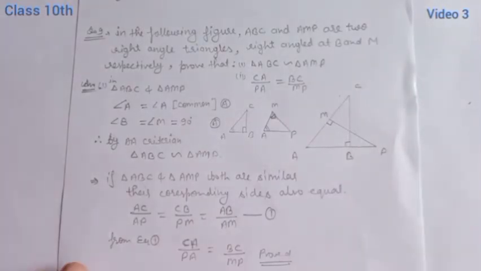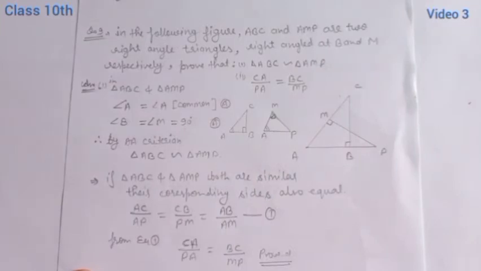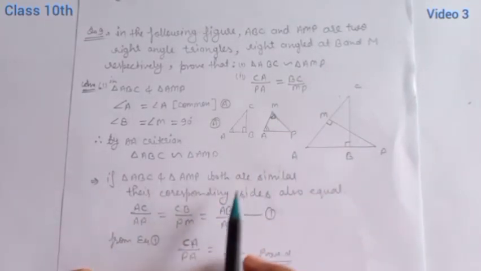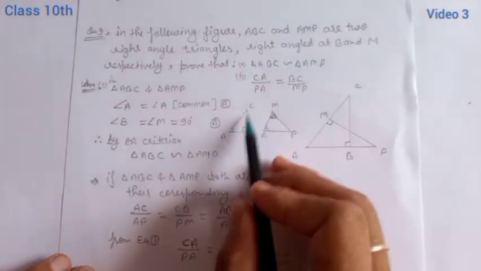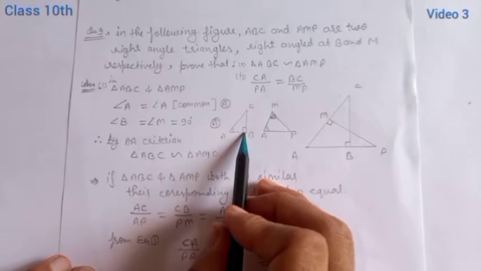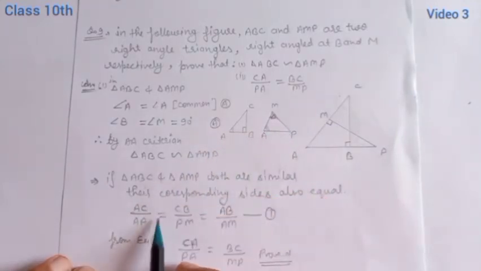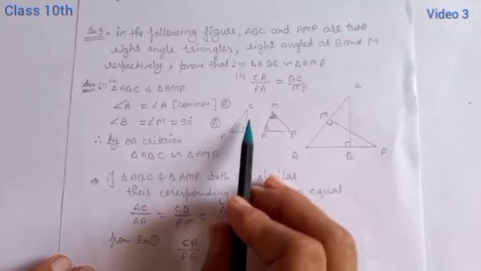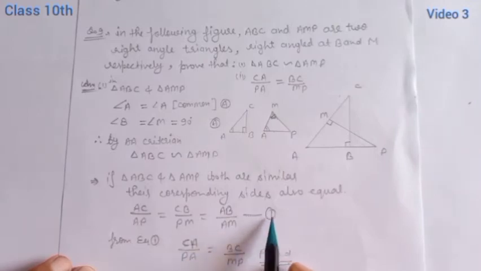Now we'll prove the second thing. As you know that both triangles are similar, their sides are in equal ratio. Just write their corresponding sides: AC upon AP. AC is opposite to the right angle here, and opposite of this right angle is AP. That's why, students, it is written here. Second is CB upon PM. Another is AB upon AM. Mark it as equation 1.